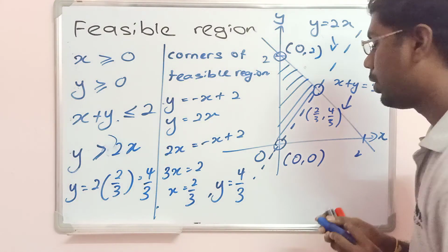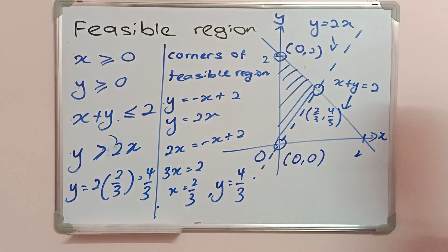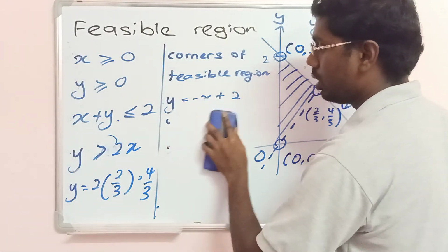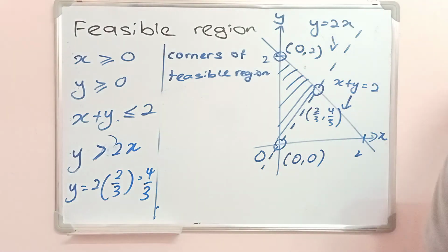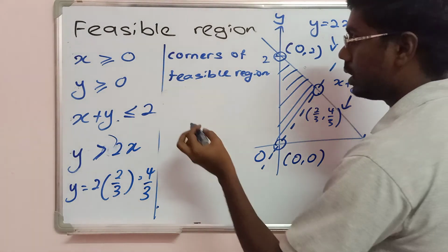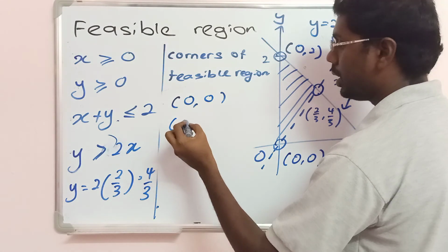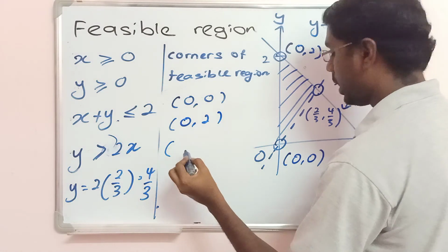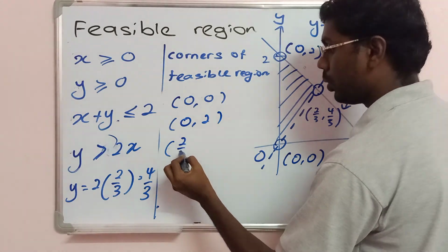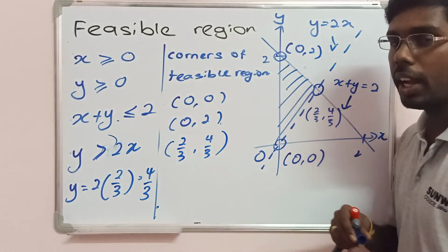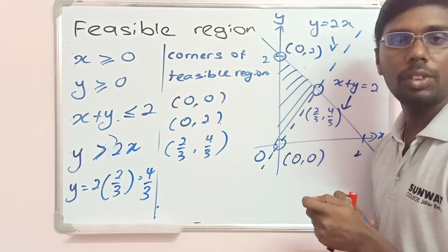Therefore, the corners of the graph, or the feasible region, there are three corners. The first one is 0, 0. The second one will be 0, 2, and the third one will be 2 over 3, 4 over 3. So these are the three corners that we have for the feasible region.